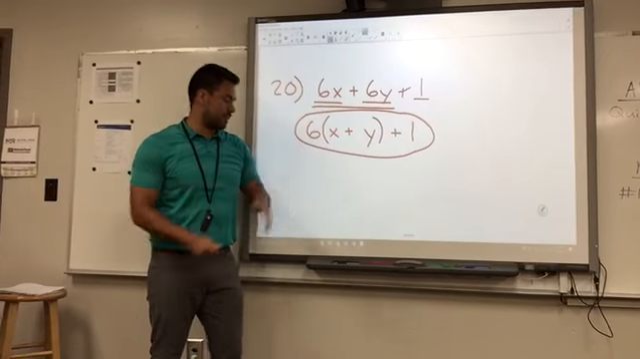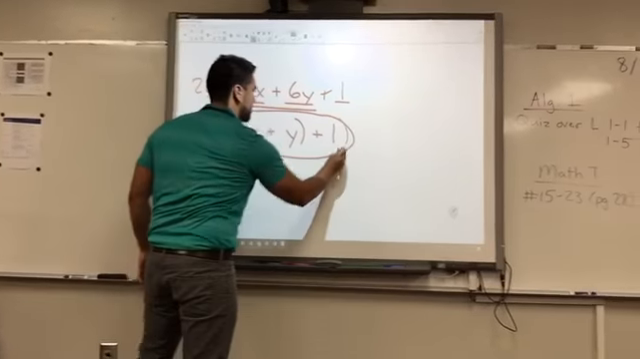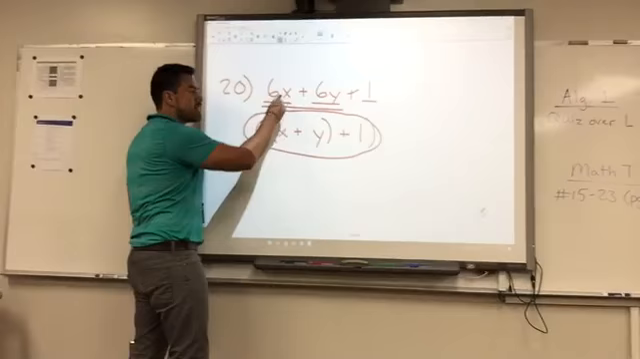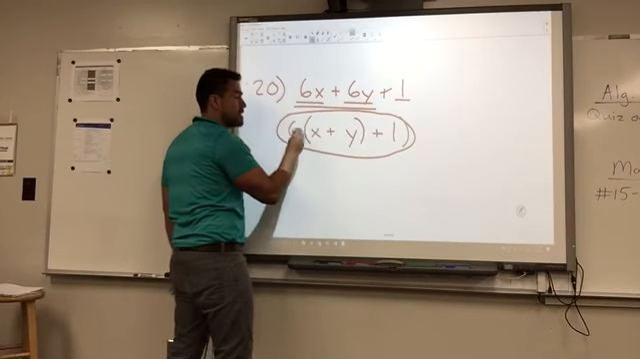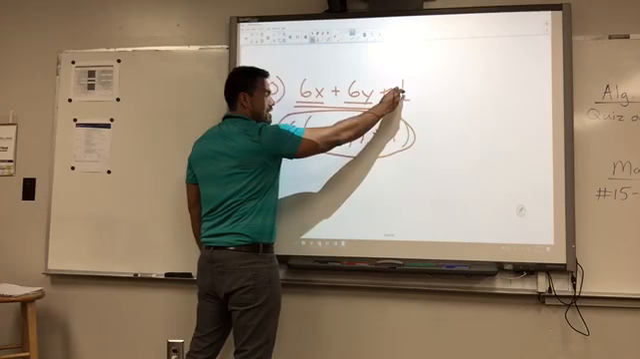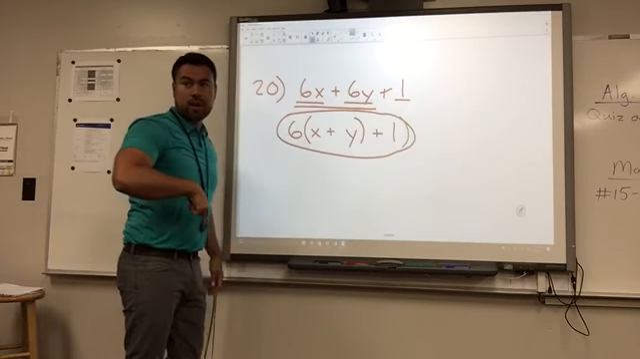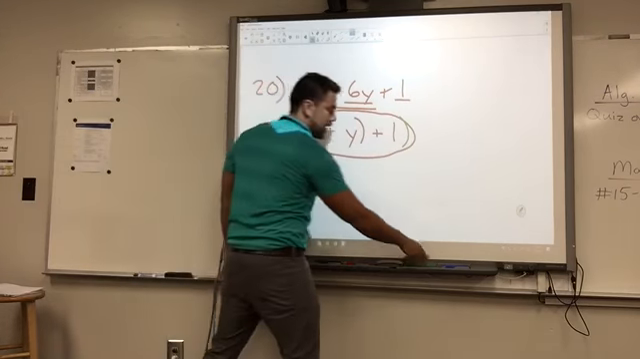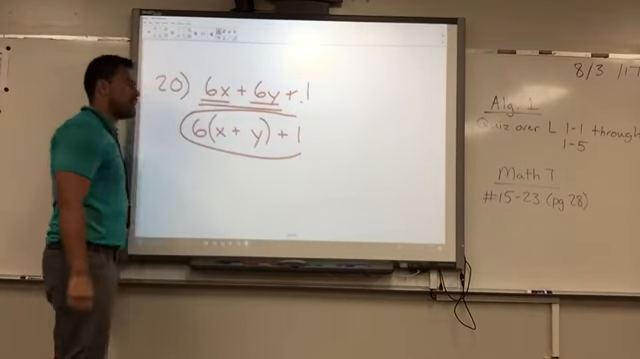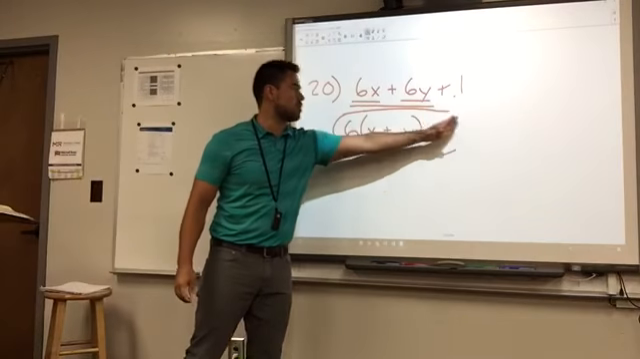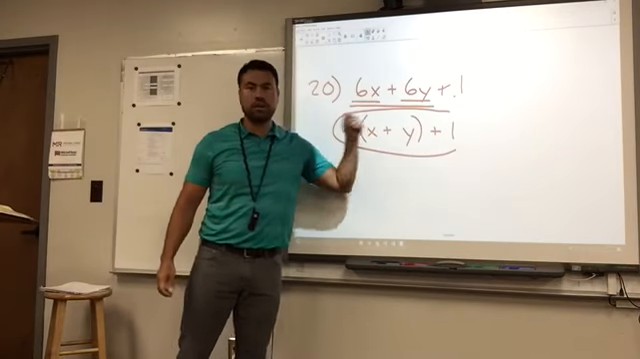Let's say we did that, and I'll use a different pen. Let's say we did this. 6 times x, 6x. That's good. 6 times y, 6y. That's still good. What about 6 times 1? So wouldn't that change the original problem? So it wouldn't work to have that. It only works right here in this problem.